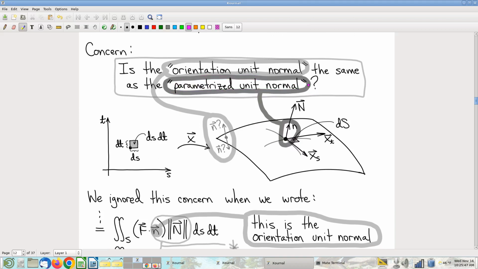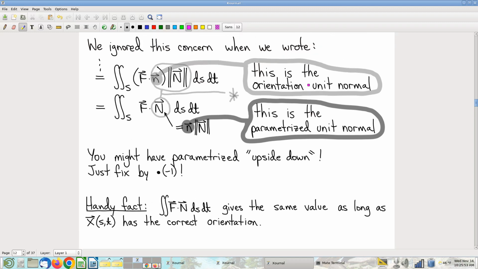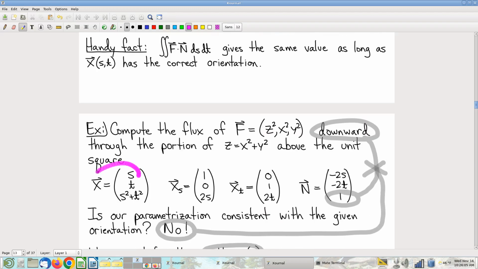Okay, so in practice, how are we going to deal with this? Well, step one, don't worry about it. When you write down a parameterization, it's very hard at the outset to tell which direction you've parameterized, because you just can't see it from the formula here. Like here's a parameterization. Is this upward or downward?